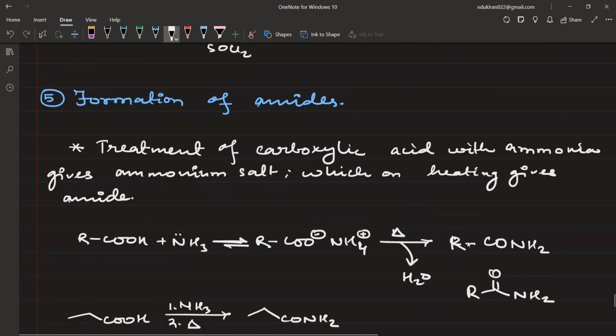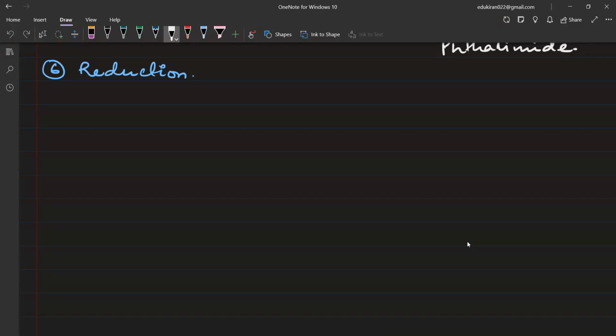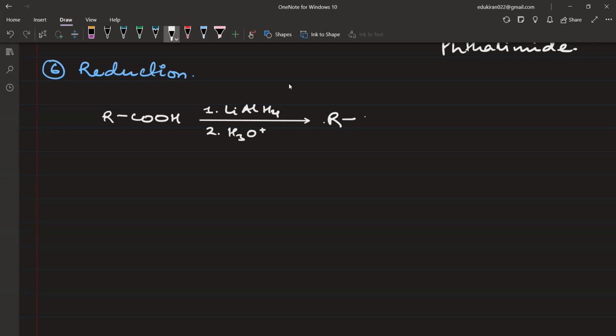Right, next, reduction. So this will be sixth. Now, reduction of carboxylic acid gives you alcohol. But what are the reducing agents that you have to use? You can use two reducing agents. One is LiAlH4. So please write RCOOH. And second step, you need H3O plus, water in the acidic condition, to get RCH2OH.